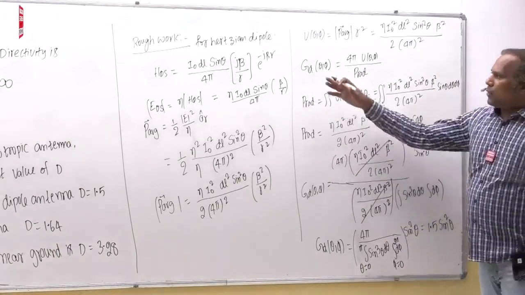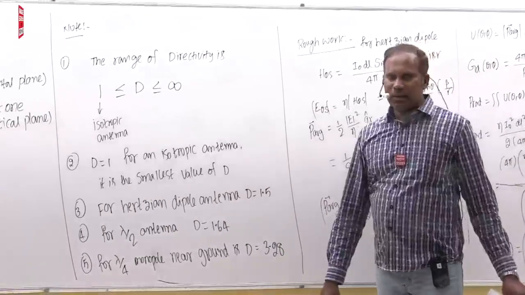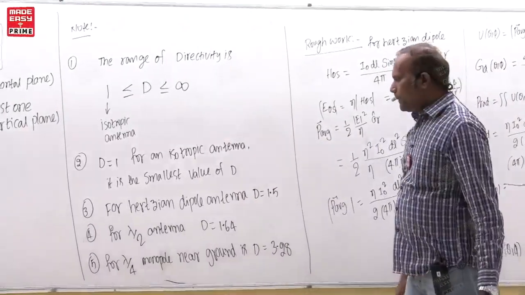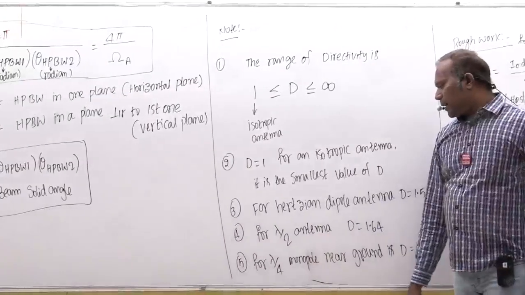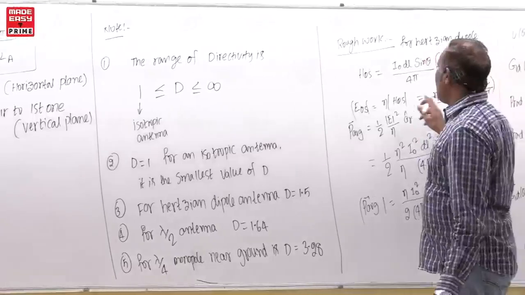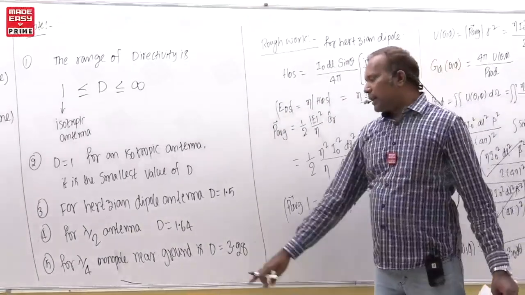After doing this much derivation, you are remembering this. There is no use of that, no? Wastage of time only. So this is standard data written here. Similarly, for the lambda by 2 antenna also, you do the same procedure. Already you have remembered the magnetic field equation for lambda by 2, so you get this one.